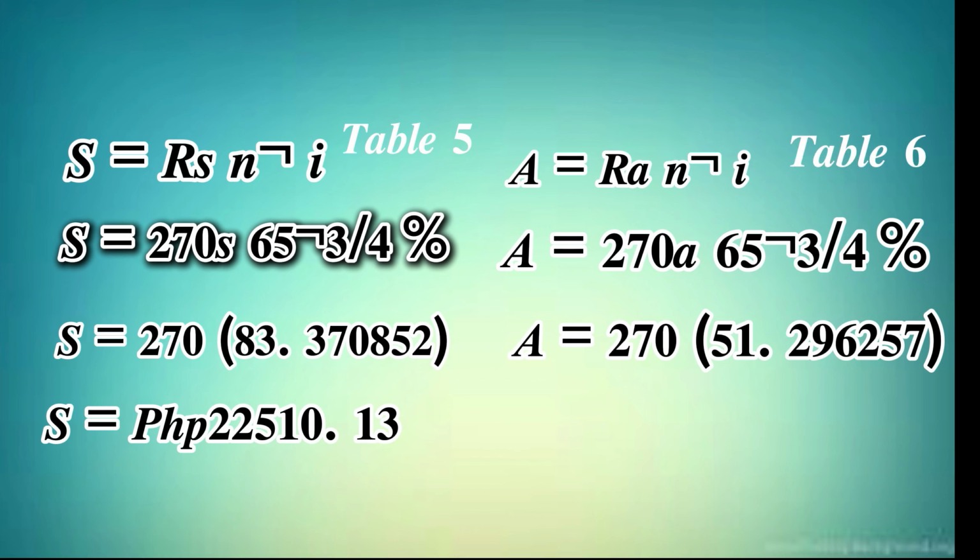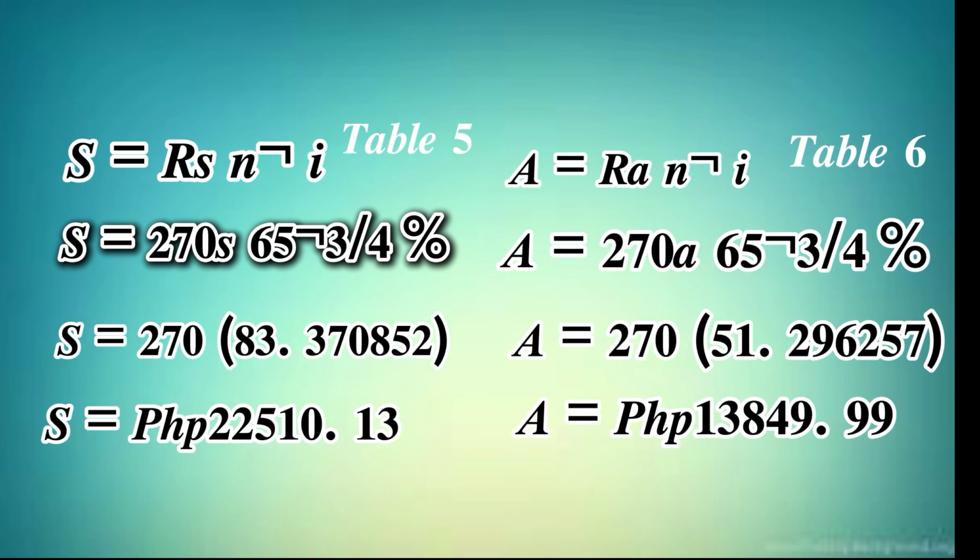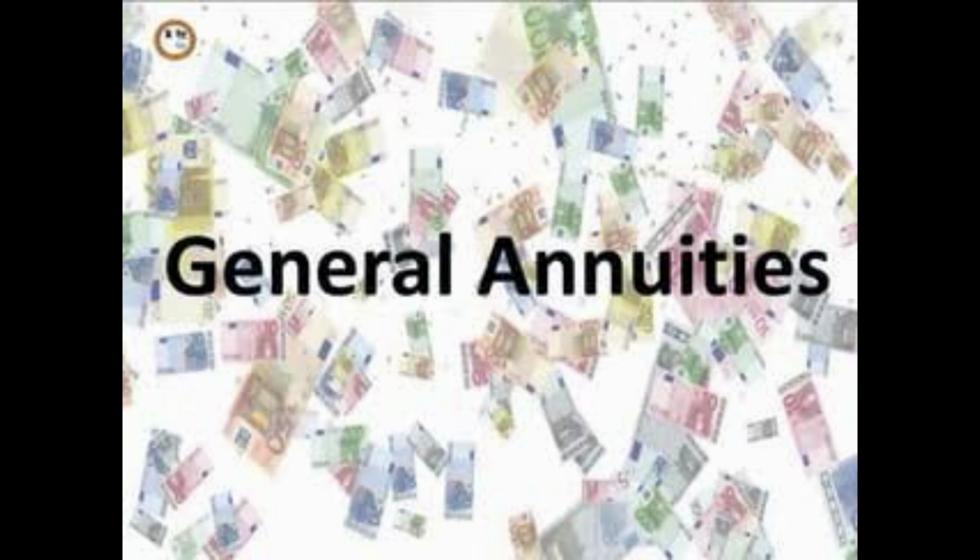We have the amount of 51.296257. So let's compute. We have 270 times 51.296257. We have the final amount of 13,849.99. So let's proceed to the final topic, which is general annuities.